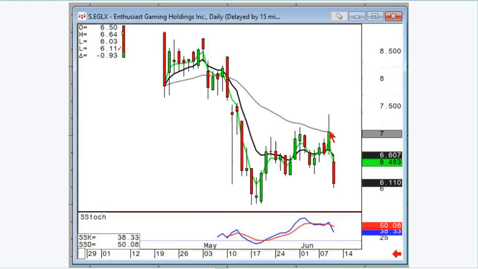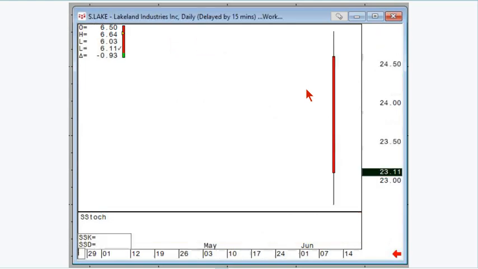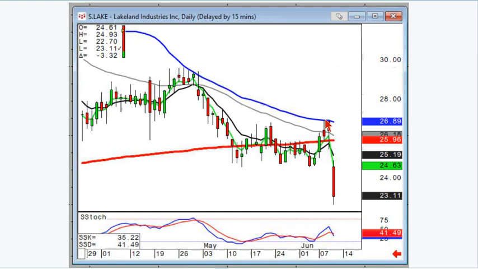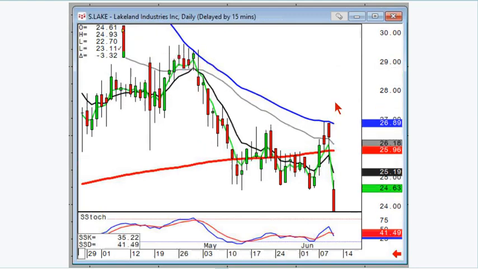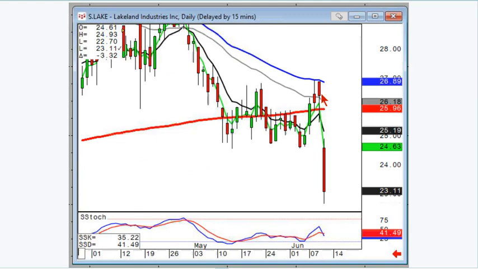EGLX, look where this kicker signal failed. It closed right at the 34 and went the opposite direction. Lake opened here at the 50 and did a hanging man signal. Pretty much told you that's where they were failing.